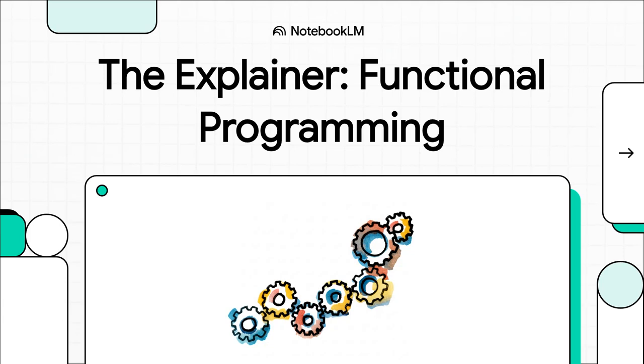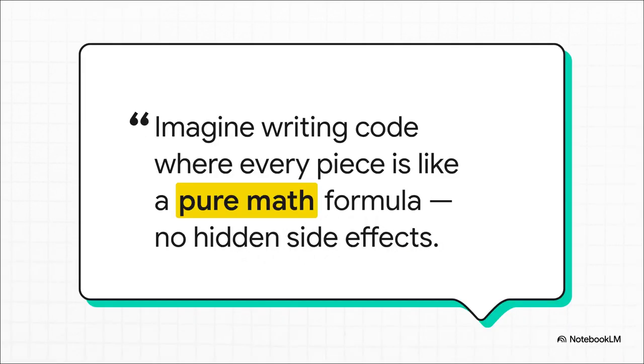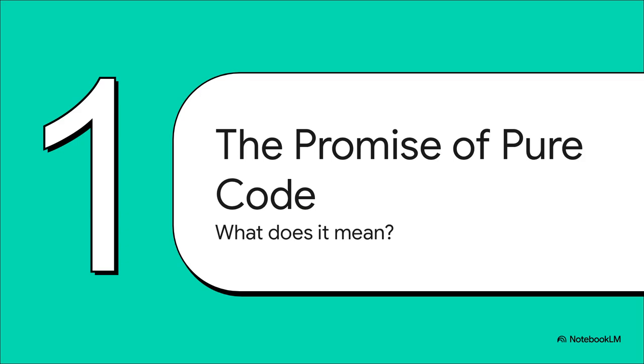Today, we're jumping into a way of coding that's all about making things simpler, safer, and way more predictable. It's called functional programming. I mean, just think about that for a second. What if your code was as reliable as simple math? That's the huge promise behind functional programming. It's a style that tries to get rid of all the weird surprises and make software just work. So what does that really mean for code to be pure?